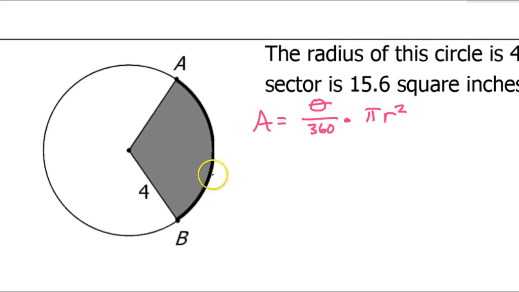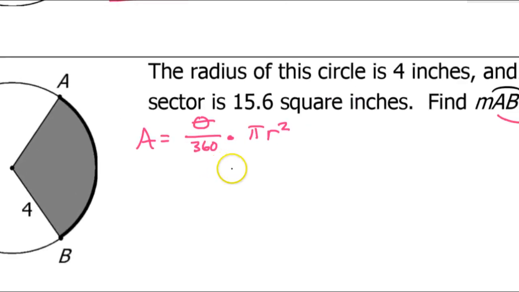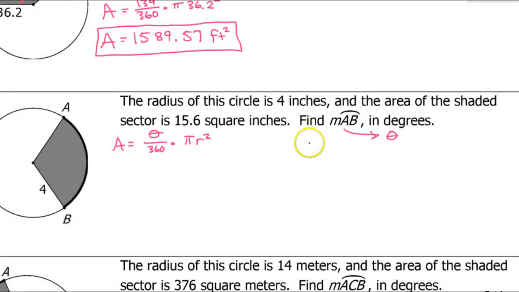Now, how much of this do we already know? The area of the shaded sector is 15.6 square inches. So they gave us A. So the sector area is 15.6 inches squared. We're looking for theta, so we know we don't have that, so I'll just leave it as theta over 360.